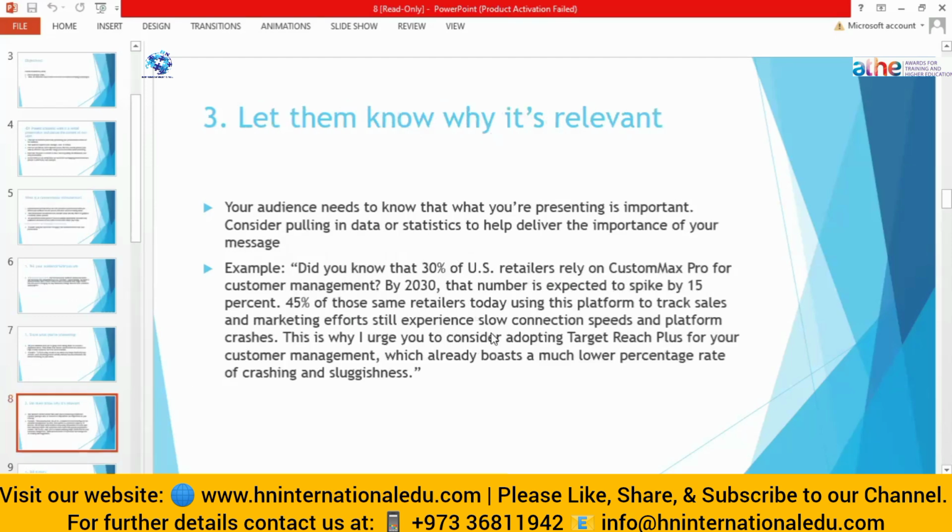Next, let them know why it's relevant and how it is connected to those people. You will explain according to the audience. If the audience are students or freshers, then you will talk on their level. If they are businessmen, you will talk to them on their level. Your audience needs to know that what you are presenting is important. Consider pulling in data and statistics to help deliver the importance of the message.